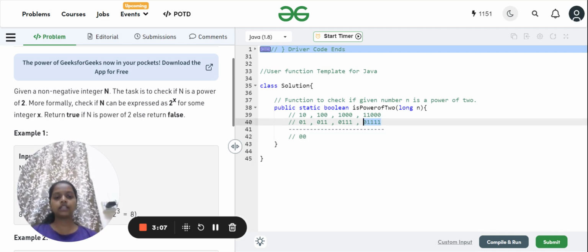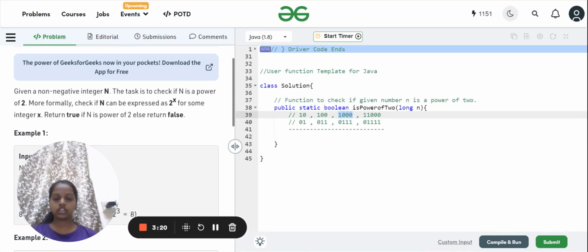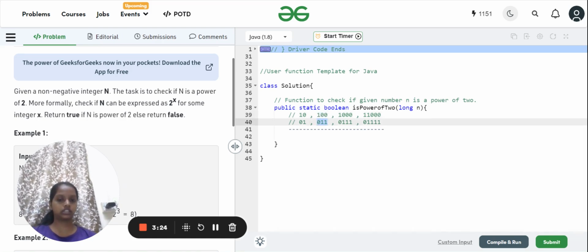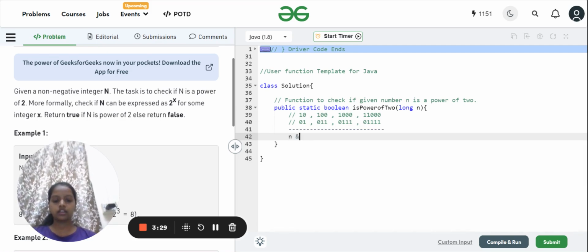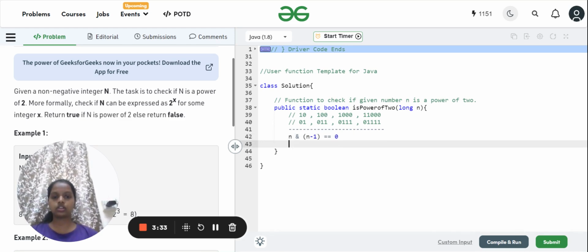So how can we find this other number? Let's say we have the number 8. This is 8. What is this number? It is 7. This is 4. What is this? This is 3. This is 2. This is 1. So we have to do n AND n minus 1. If we get 0, then we have to return true, and if we don't get 0, then we have to return false.